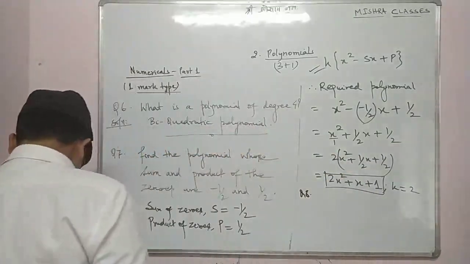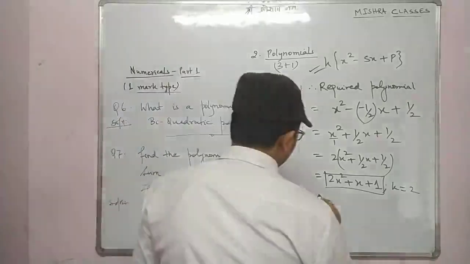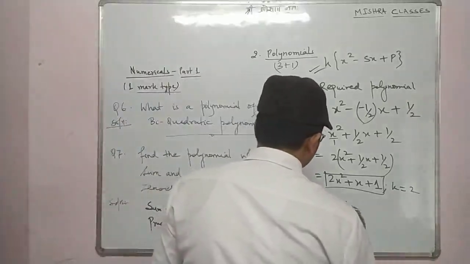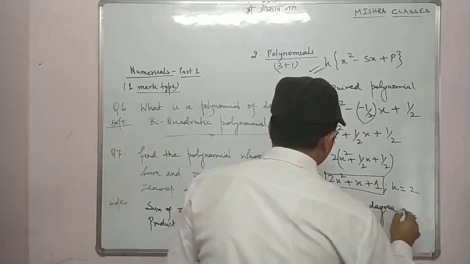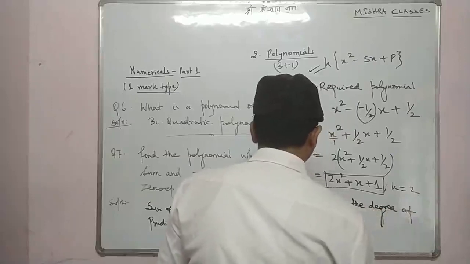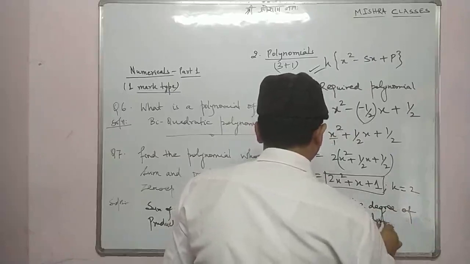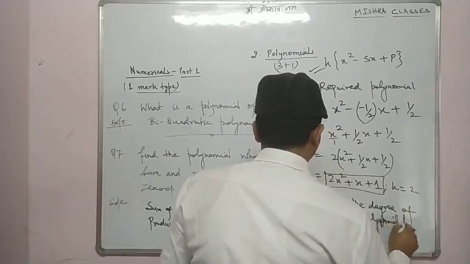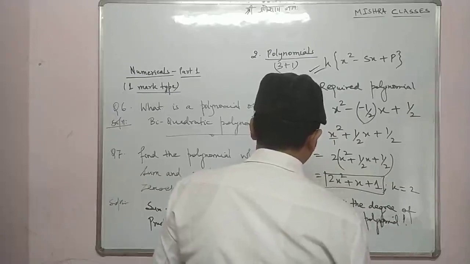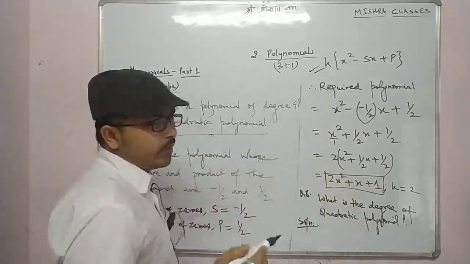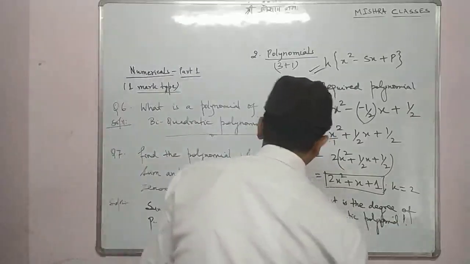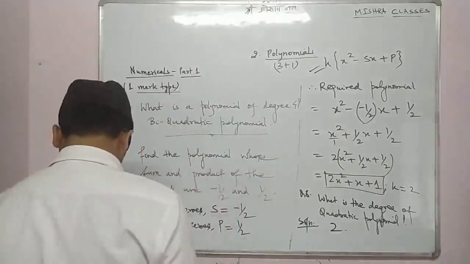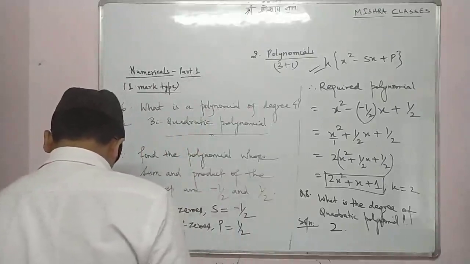Next question, question number 8. What is the degree of quadratic polynomial? Now tell me, what is the degree of quadratic polynomial? Degree of quadratic polynomial is 2. Yes or no? So degree is 2 because it is a second degree polynomial.